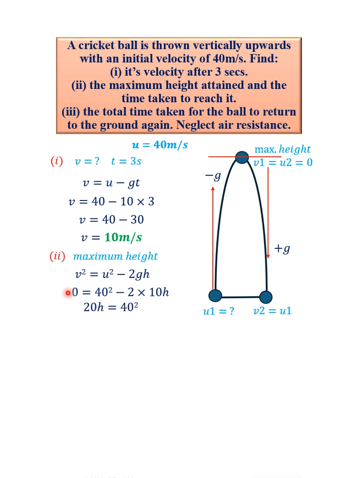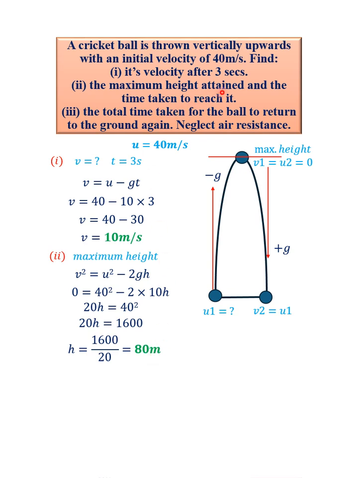If it crosses the equation sign, it becomes 20h equals 40 squared. 20h is equal to 1600, since 40 squared is 1600. So we obtain h by dividing both sides by 20, so that h is equal to 1600 divided by 20, and that is 80 meters. So the maximum height attained by the ball is 80 meters.